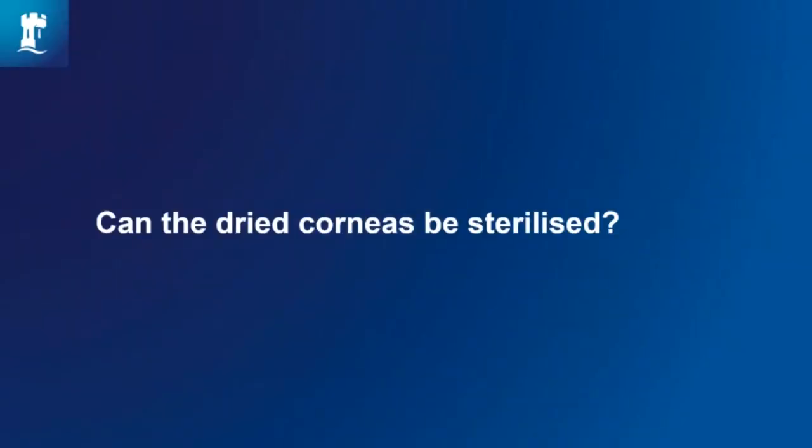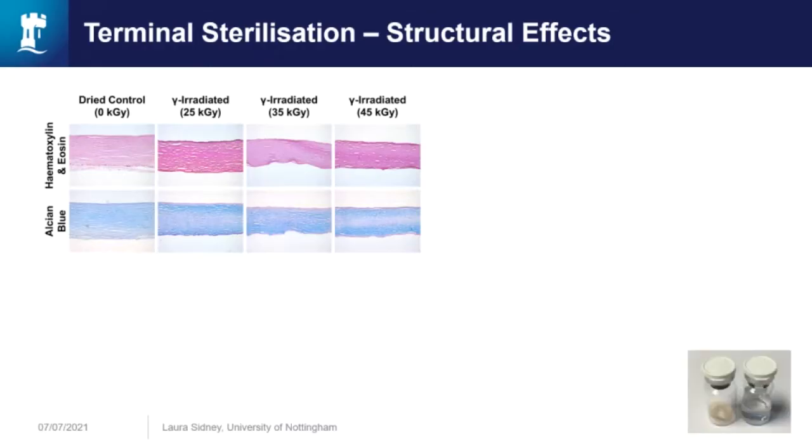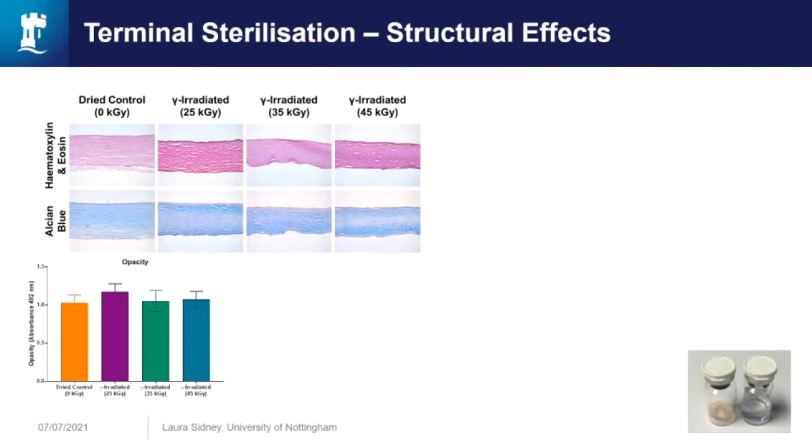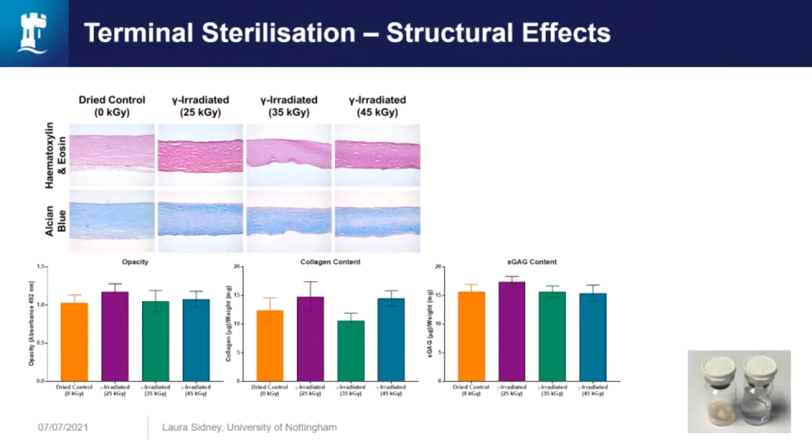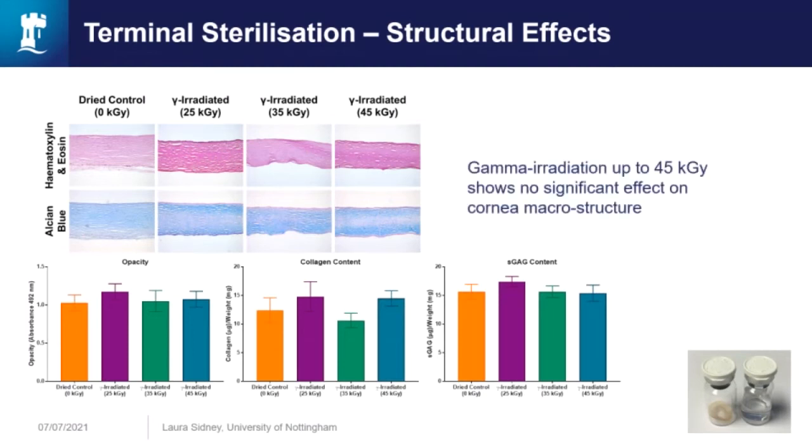Lastly, because it's a product and we need to get through the regulators, we can produce these aseptically, but they'd have a lot more confidence if we could apply a terminal sterilization method to this. So we've tried to use gamma irradiation as terminal sterilization on the dried corneas, and we've looked at different doses and the effect that it has on structure, opacity, collagen, and GAG. And once again, at all doses, we've seen no significant effect on that macrostructure.